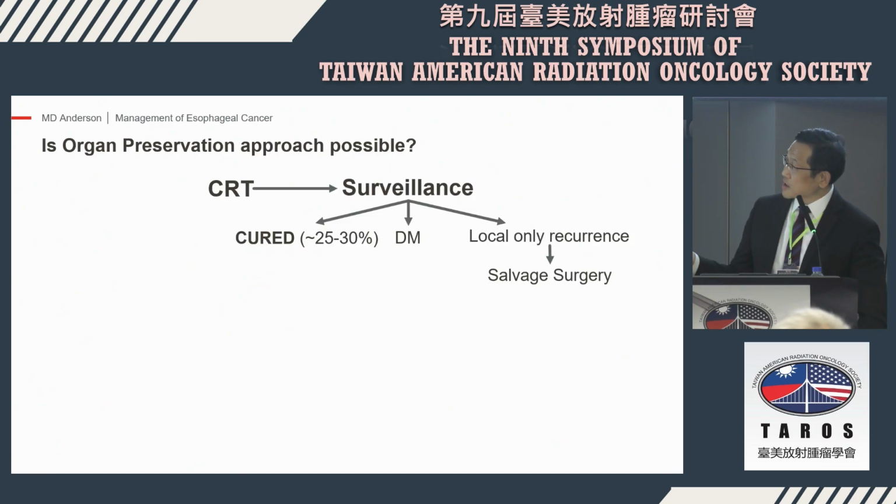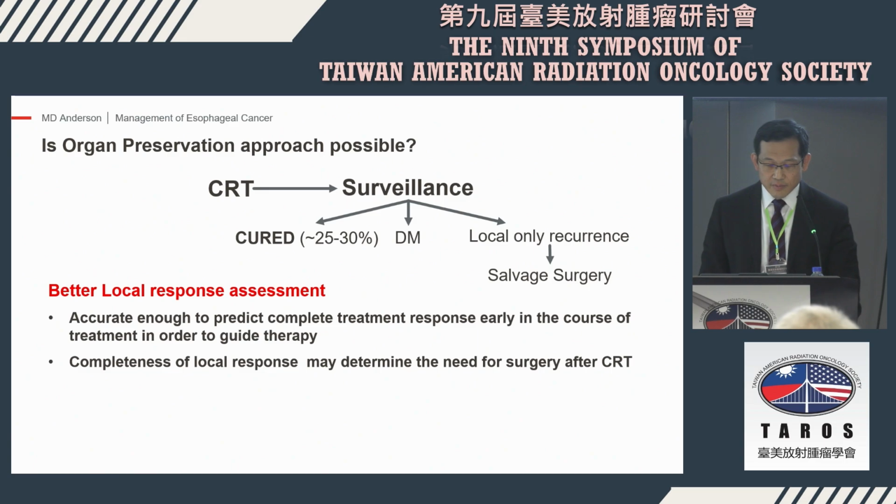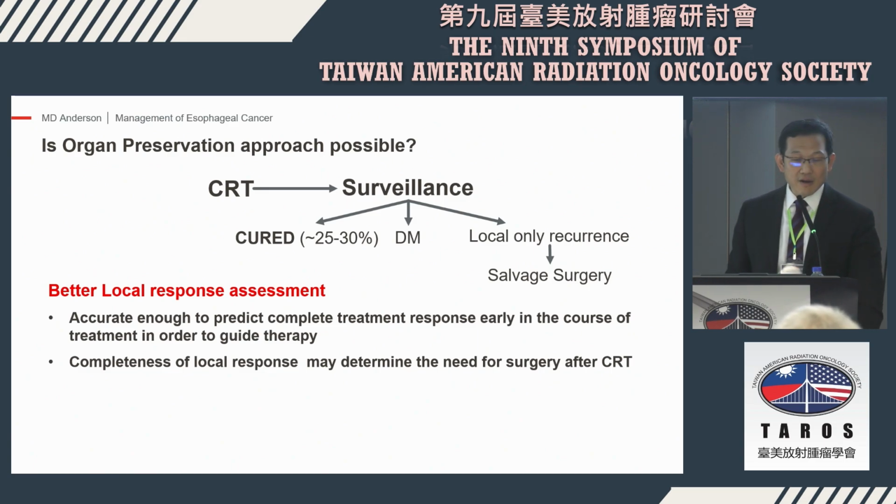So is organ preservation possible? I think so. Again, cured with chemoradiation alone? And then there's a group of patients who don't have distant metastatic disease. They only have local residual disease after chemoradiation. These patients will benefit from surgery. But there's a group of patients, about 40%, who have distant metastatic disease, where you really need to intensify therapy. So how do you improve outcomes for these patients?